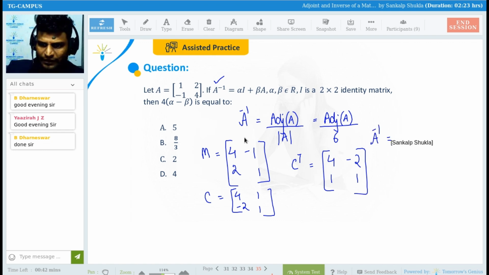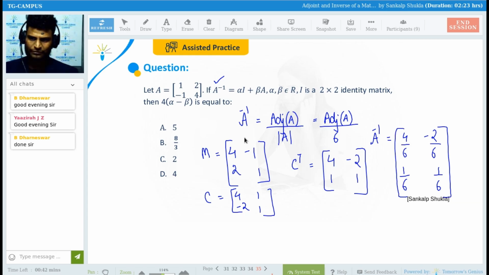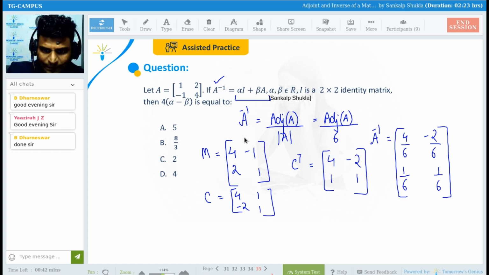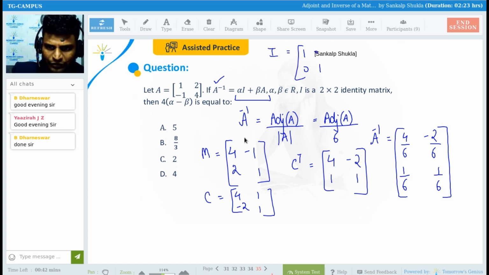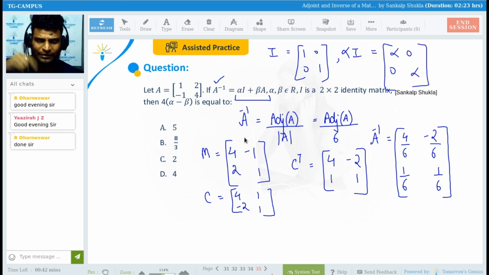So A inverse is 4 by 6, minus 2 by 6, 1 by 6, and 1 by 6. This is A inverse. Now, A inverse actually is alpha I plus beta A. I know that I is 1, 0, 0, 1. So alpha I will be alpha, 0, 0, alpha. Each and every element you have to multiply by alpha only. Similarly, A I know, that is 1, 2, minus 1, 4.